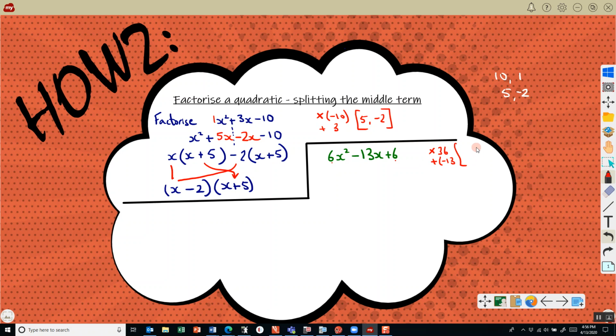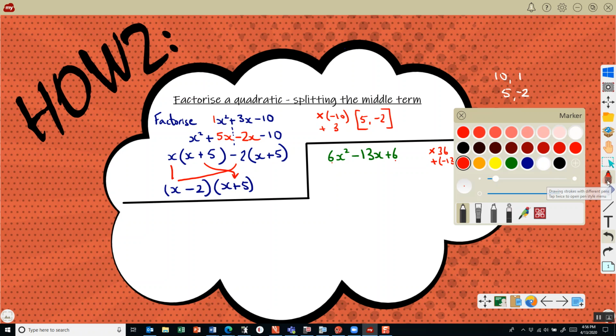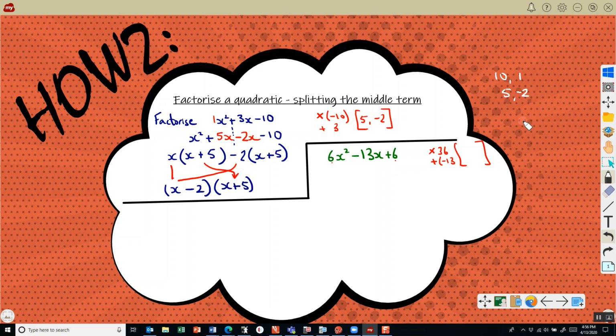Now, in order to try and find the numbers, let's start with the positive 36. So what numbers multiply to give 36? Let's just start writing them down. I've got 1 and 36. Can I add or subtract them in any way to get 13? Nope. Let's try 2 and 18. 2 times 18 is 36. But again, there's no way to add or subtract these to get negative 13. 3 and 12. Again, that's not going to add or subtract to give me negative 13.